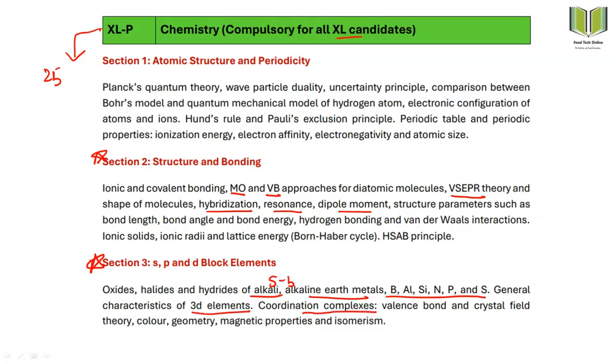Coordination compounds. Coordination compounds include the various rules given for ligands and how the complexes are formed, the procedure for nomenclature of coordination compounds, and, most important, the crystal field theory and various magnetic properties and isomerism of coordination compounds.